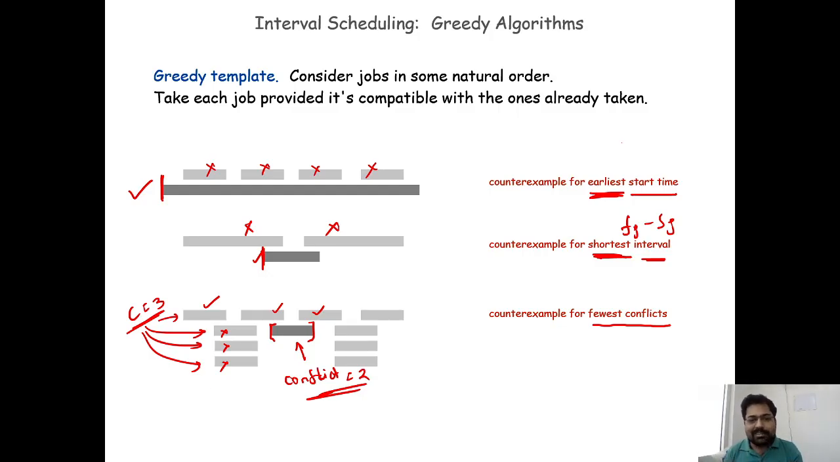So that is why we cannot pick the other jobs. Though we know 4 jobs could be selected, due to this we cannot find the optimal set, or the proper maximum set of compatible jobs. Because of this, these are the counterexamples we found for fewest conflicts.